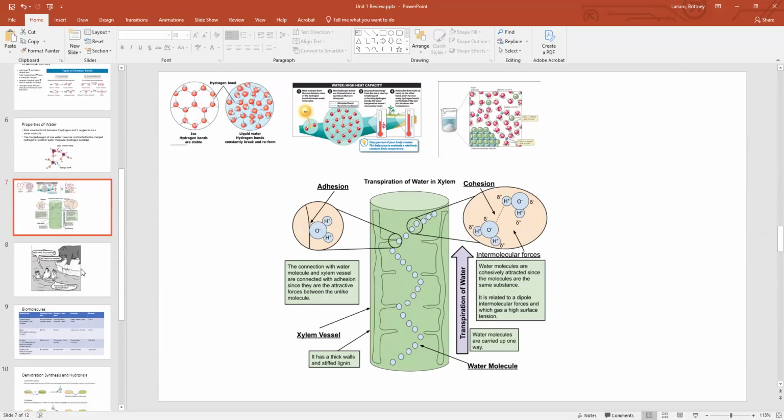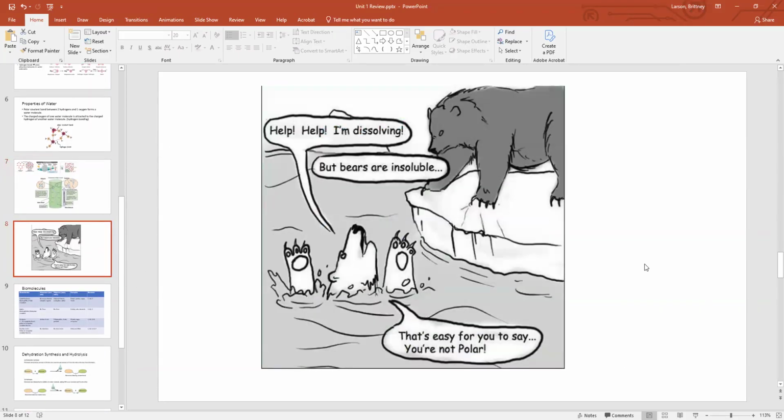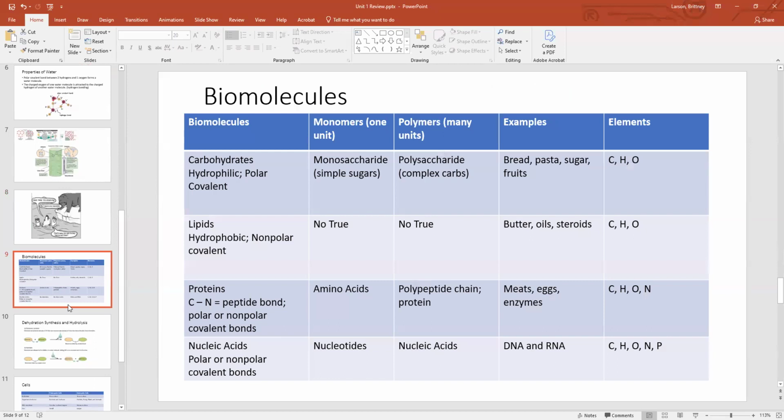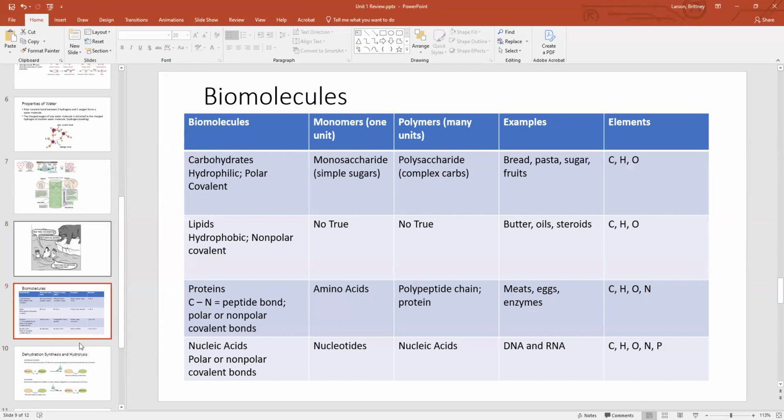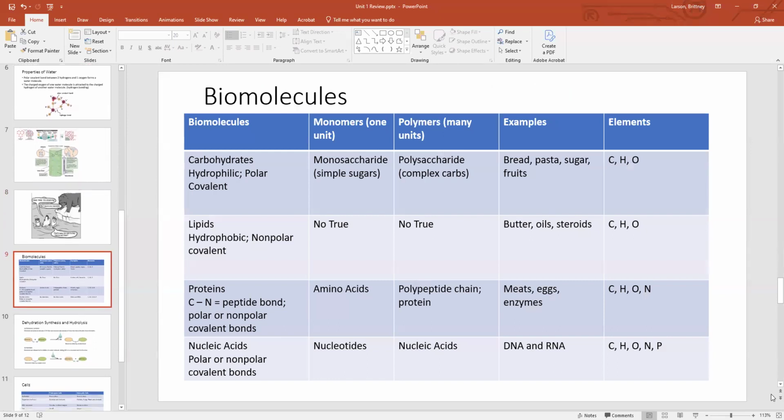Okay. This is one of my favorite comics because help, help, I'm dissolving, but bears are insoluble. That's easy for you to say. You're not polar. Polar bears dissolve. Okay. When we look at our, thank you, Lila. I think it's hilarious. One of the chemistry professors had that outside their door for a while and it made me cackle, so I had to add it.